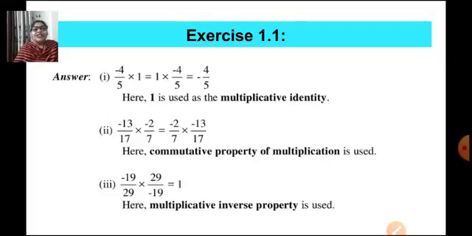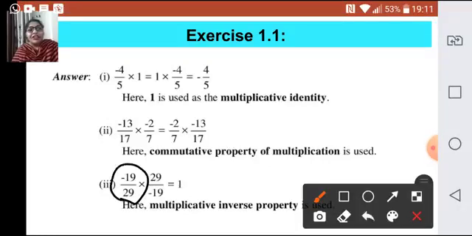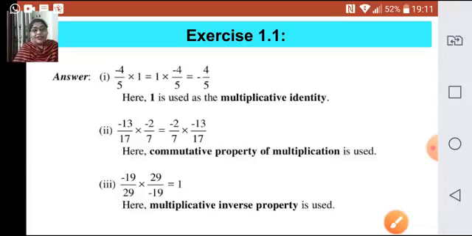Next one, negative 19 upon 29 multiplied by 29 upon negative 19. Now here you can see we have taken the inverse, the reciprocal, of negative 19 upon 29, and I have already told you when you multiply a rational number with its multiplicative inverse, the answer will always be 1, because numerator and numerator, denominator and denominator get cancelled. So always you get the answer 1. So which property, children, is used here? Multiplicative inverse property. We are taking the reciprocal.